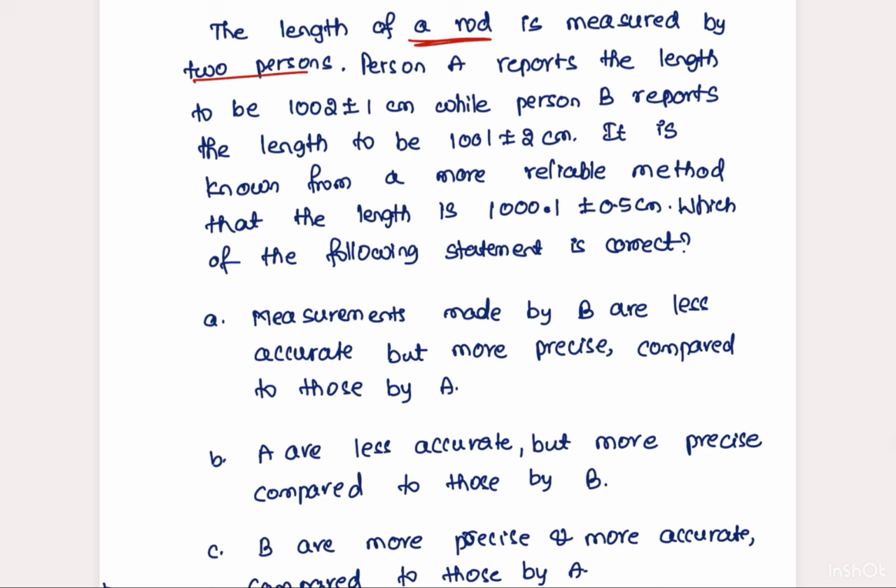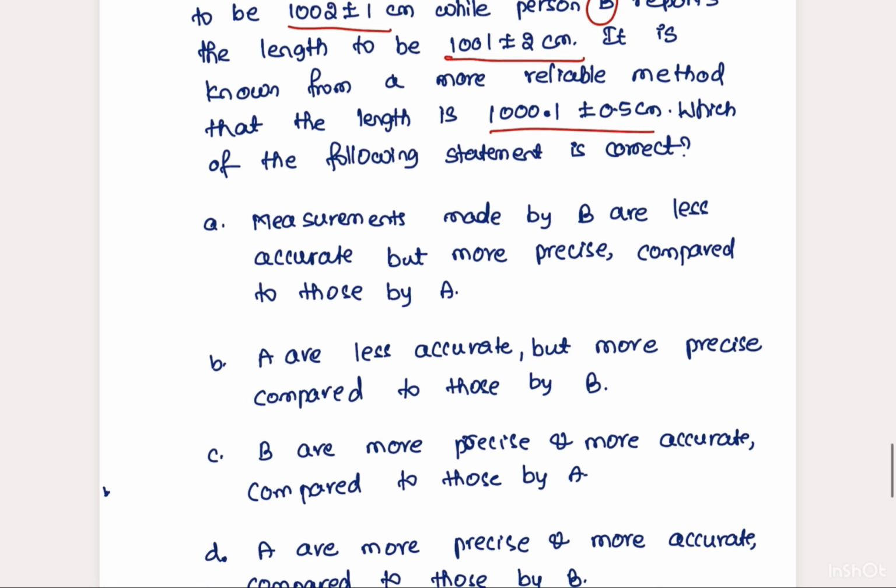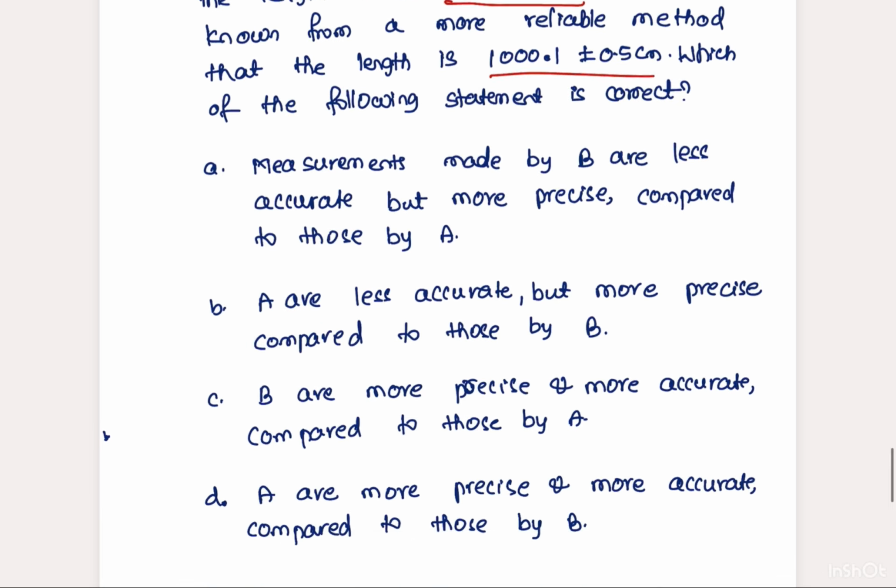So there is a rod whose length is to be measured, and that is measured by two different persons, person A and person B. Person A reports it to be 1002 plus or minus 1, person B reports it to be 1001 plus or minus 2, and the actual length will be 1000.1 plus or minus 0.5. Then they are asking which of the following statements is correct.